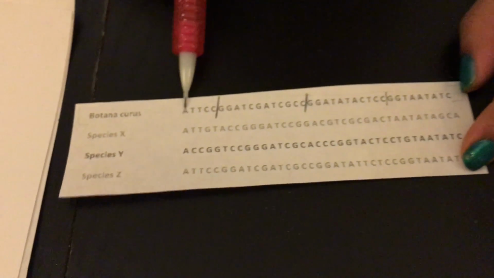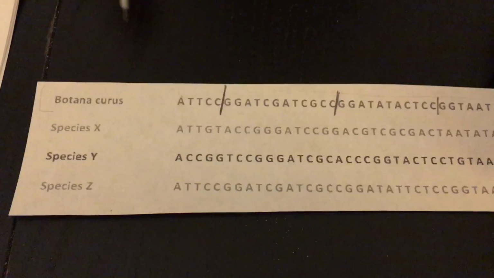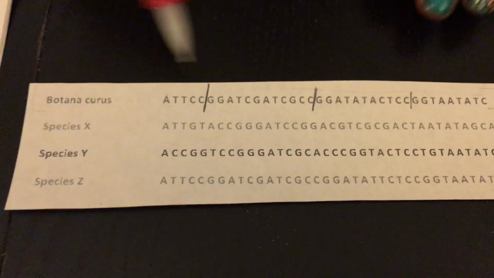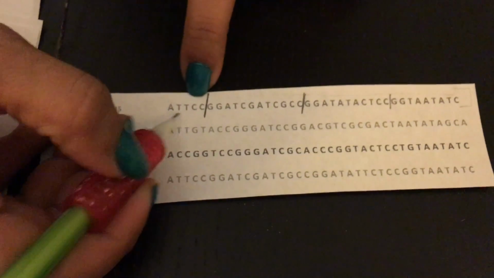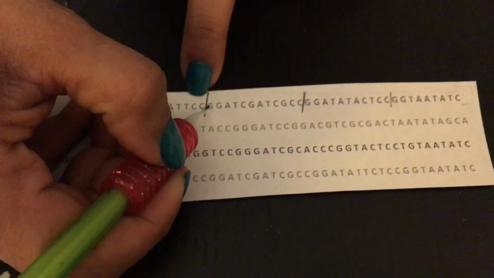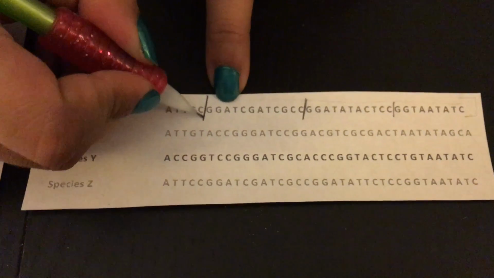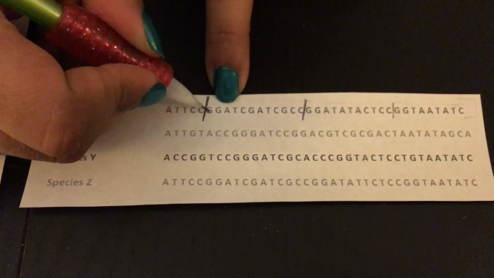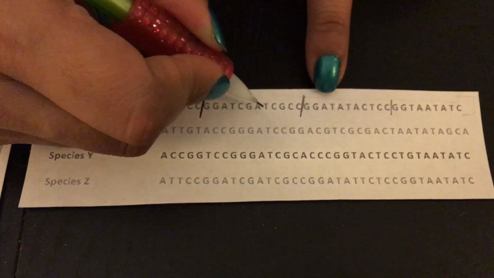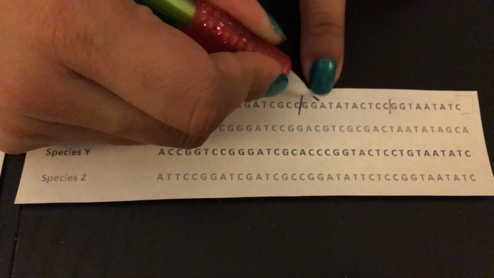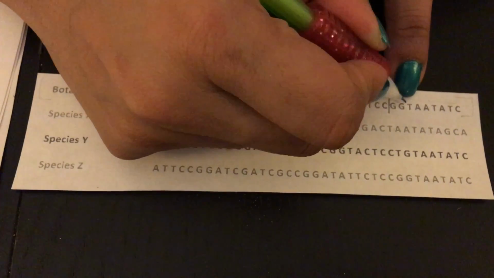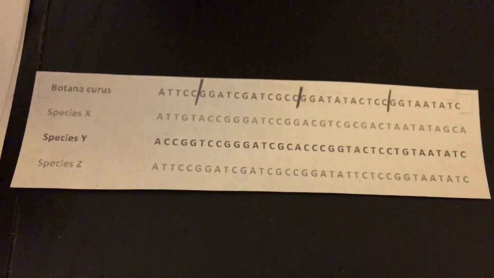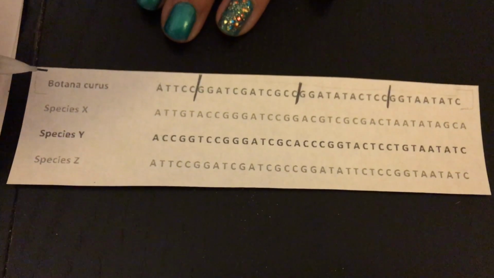So here we have a DNA segment for Botanicurus, and I will act as the enzyme and cut this DNA segment in the following way. Every time I see a sequence that says CCGG, I will place a slash in between the two C's and the two G's. So I scan, I see CCGG, I place a slash. Continue on, scan, CCGG, I place a slash. So I've cut the segments for Botanicurus.